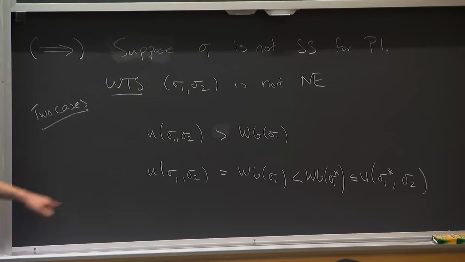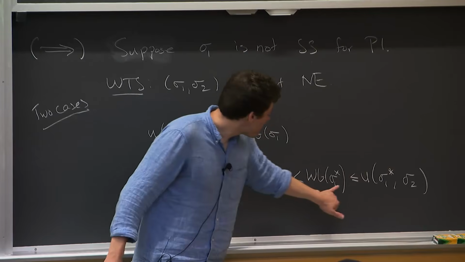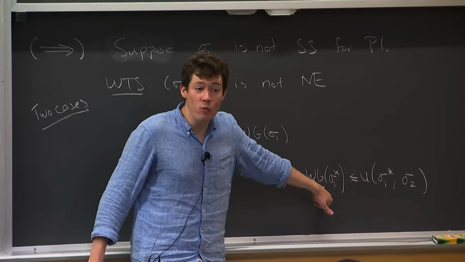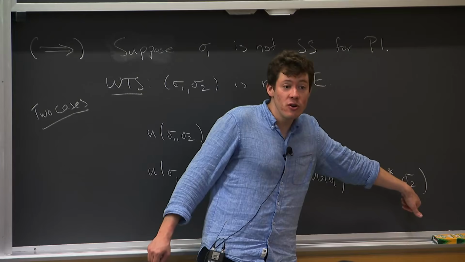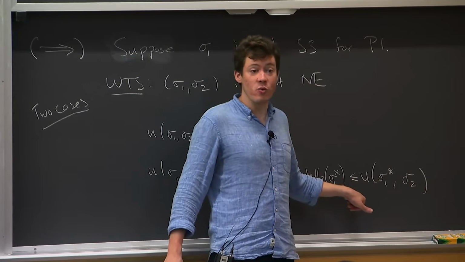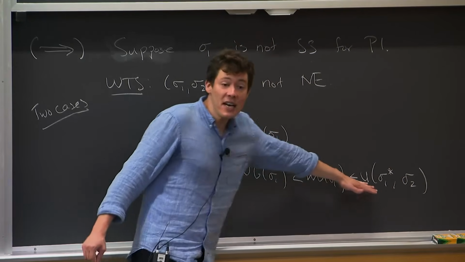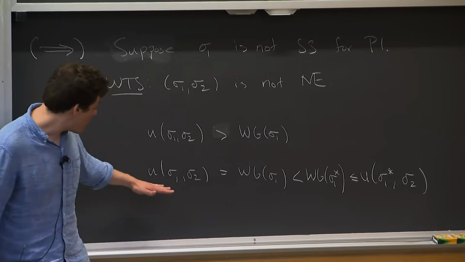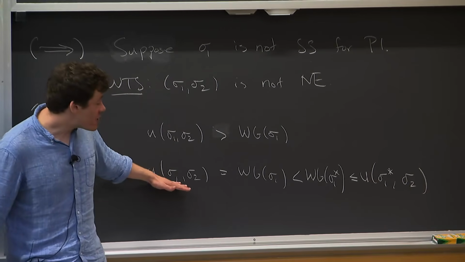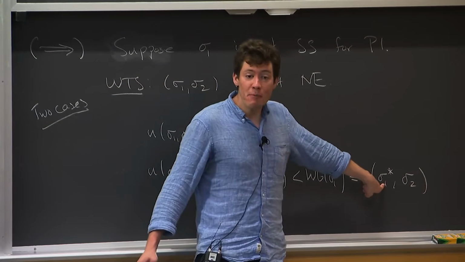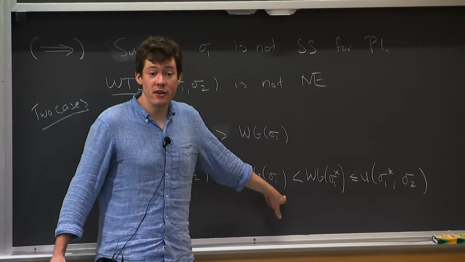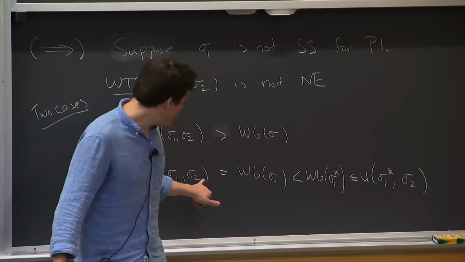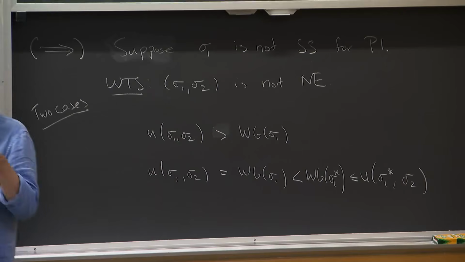This is the same thing we've always been using, right? But it's always hard to remember. If this is the worst that player 1 does when they play sigma 1 star, then if player 2 plays sigma 2, player 1 must do weakly better than the worst thing. And now if I tie these inequalities together, what have I shown? I've shown that player 1 can strictly benefit by playing sigma 1 star. I only have a weak inequality here, but I have a strict inequality here. So if I link them all together, I've identified a strictly profitable deviation for player 1.